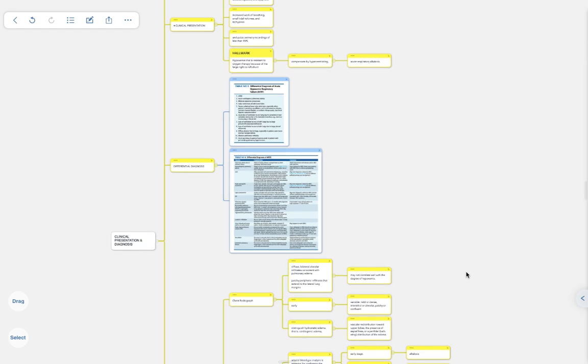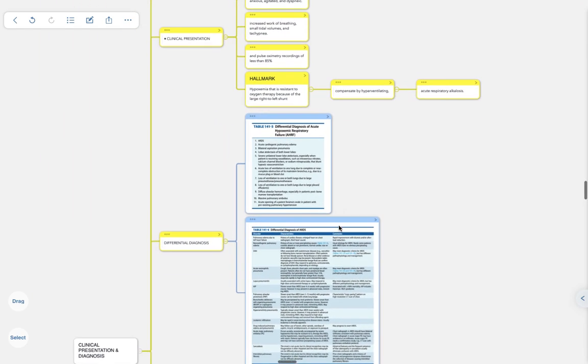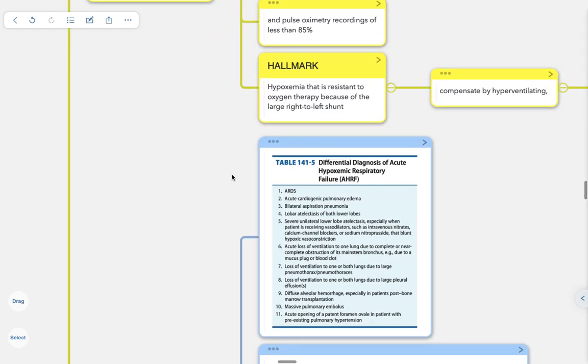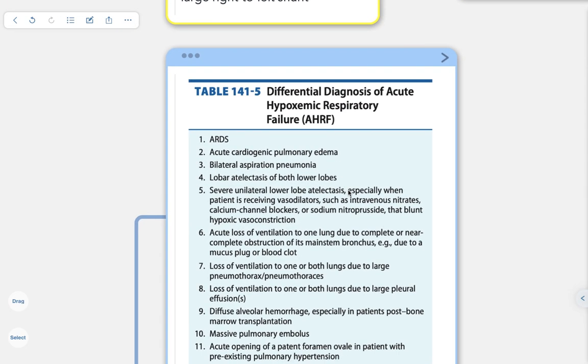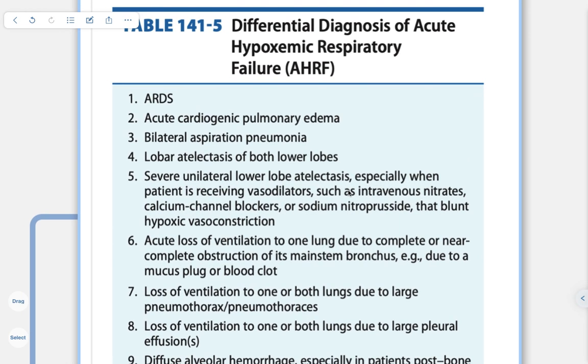Then the next part is differential diagnosis. What are the differential diagnoses that you should keep in mind? First, let's understand the differential diagnosis of acute hypoxemic respiratory failure. When a patient presents to you with acute hypoxemic respiratory failure, that is a PaO2 of less than 55, the differentials include ARDS, acute cardiogenic pulmonary edema, bilateral aspiration pneumonias, lobar atelectasis of both lower lobes, and severe unilateral lobar atelectasis, especially when the patient is receiving vasodilators such as IV nitrates, calcium channel blockers, or sodium nitroprusside that blunt hypoxic vasoconstriction.